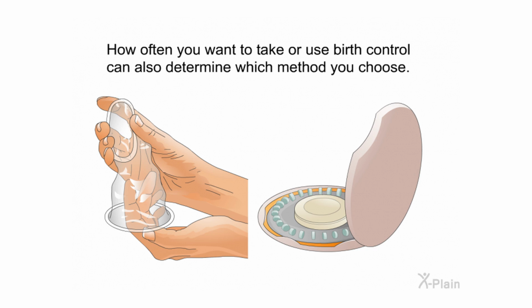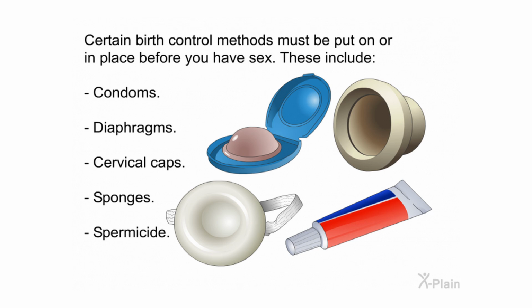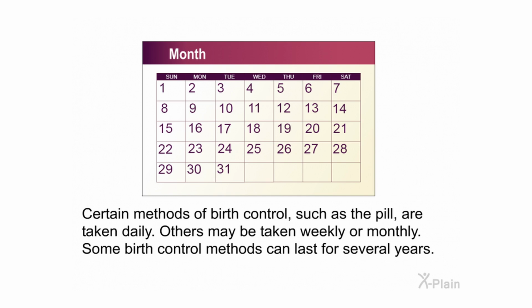How often you want to take or use birth control can also determine which method you choose. Certain birth control methods must be put on or in place before you have sex. These include condoms, diaphragms, cervical caps, sponges, spermicide. Certain methods of birth control, such as the pill, are taken daily. Others may be taken weekly or monthly. Some birth control methods can last for several years.